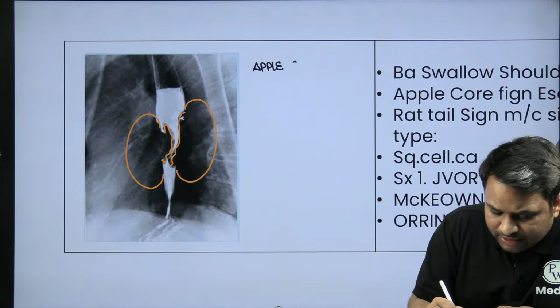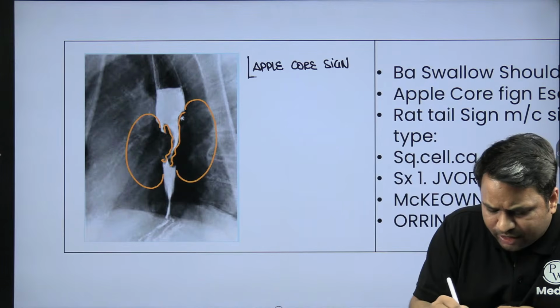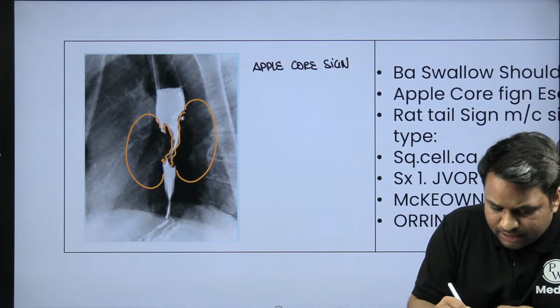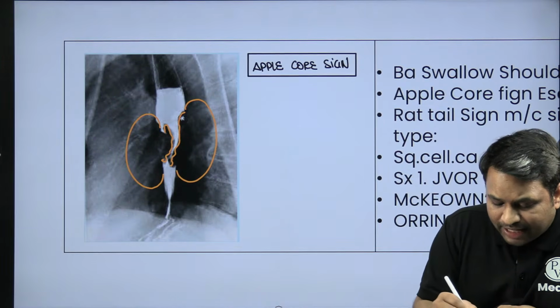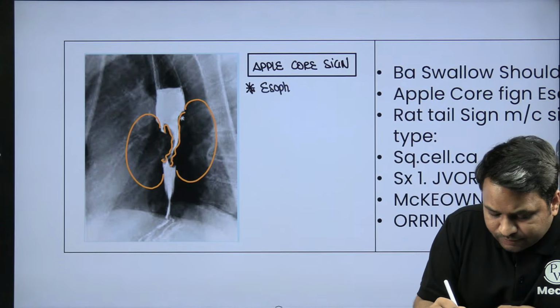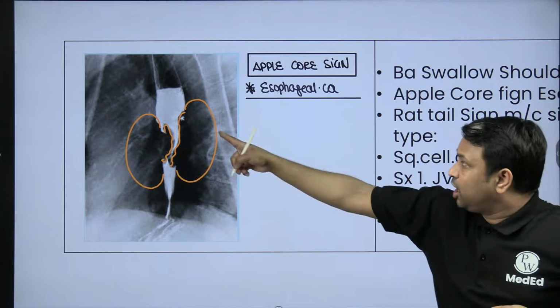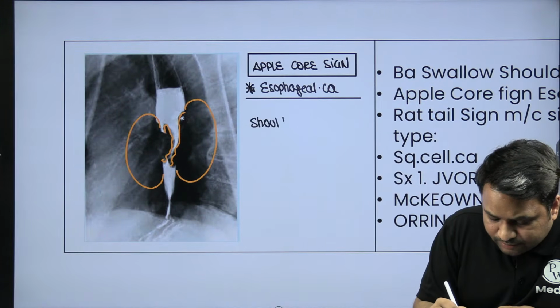If you have the apple core sign, it is because of exuberant growth that occurs within the esophageal lumen. So the apple core sign is seen in esophageal cancer. Another sign that you can see here, you can see this hunch that is created. That is what we call the shouldering sign.